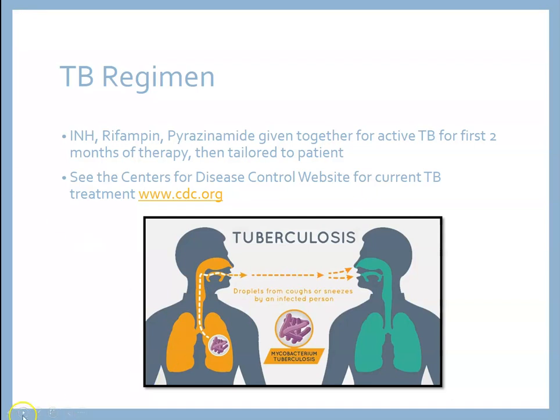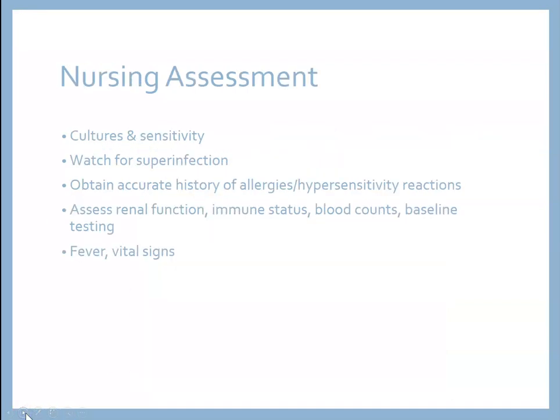All right. Our nursing assessment for TB, again, cultures and sensitivity. We need to know if we have multi-drug resistant TB, what is the form that patient has, what is it sensitive to, and what is it resistant to. We want to watch for superinfection because, again, when we're treating with 2 to 4 drugs, we're going to have patients who get their normal flora wiped out.